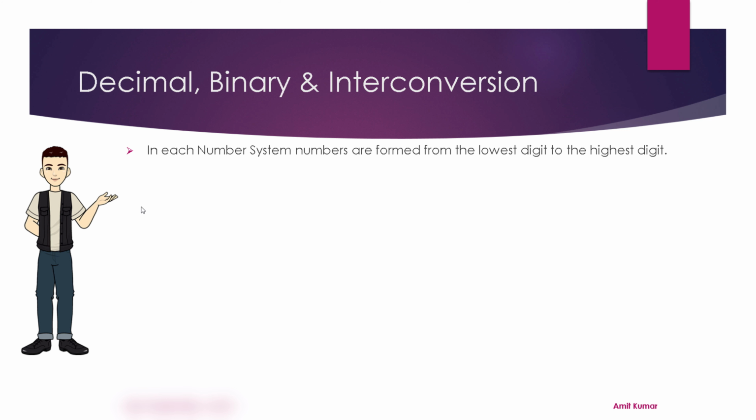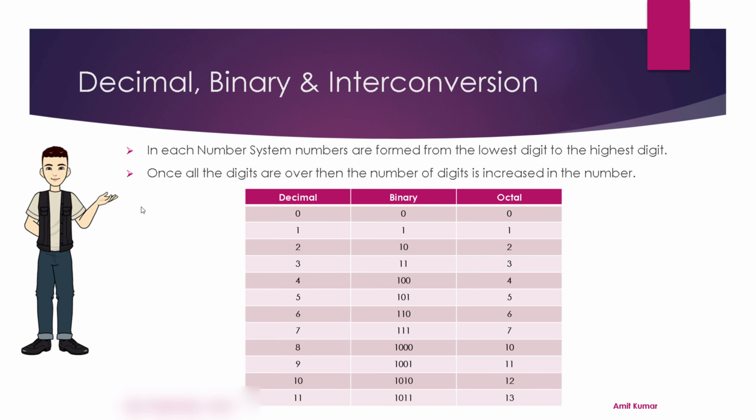In each number system, numbers are formed from the lowest digit to the highest digit, and once all the digits are over, the number of digits in the number is increased. So we start with single digit numbers, writing from the lowest to the highest digit, and once we have written all the digits for single digit numbers, we make 2 digit numbers. The same rule applies to all the number systems.